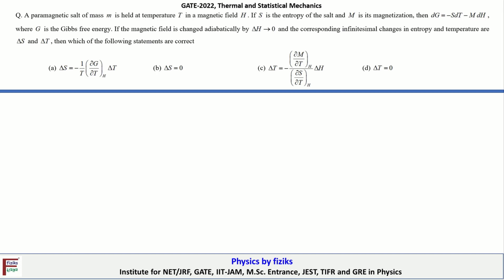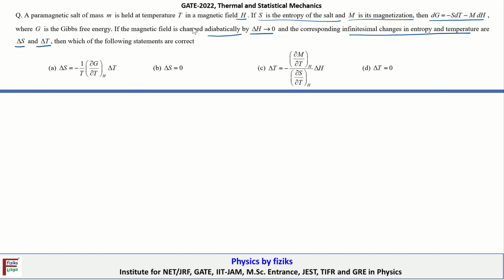The statement is: a paramagnetic salt of mass M is held at temperature T in a magnetic field H. If S is the entropy of the salt and M is its magnetization, then dG is equal to minus S dT minus M dH, where G stands for the Gibbs free energy. If the magnetic field is changed adiabatically by delta H approaching 0, so that it's adiabatic demagnetization basically, and the corresponding infinitesimal changes in entropy and temperature are delta S and delta T, then which of the following statements are correct? So we have to identify the correct statements among the given options.